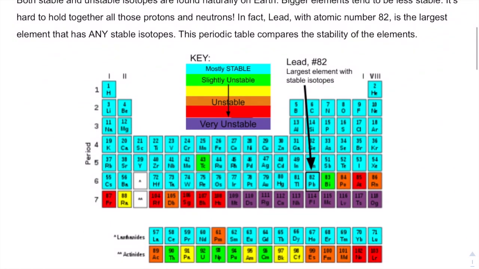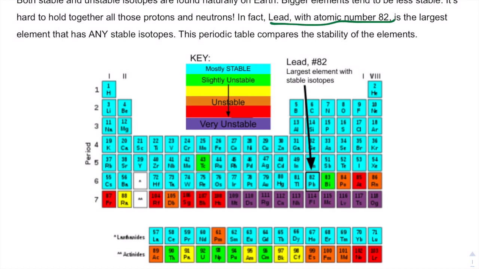Going on. Both stable and unstable isotopes are found naturally on earth. Bigger elements tend to be less stable. It's hard to hold together all those protons and neutrons. In fact, lead, with atomic number 82, is the largest element that has any stable isotopes.